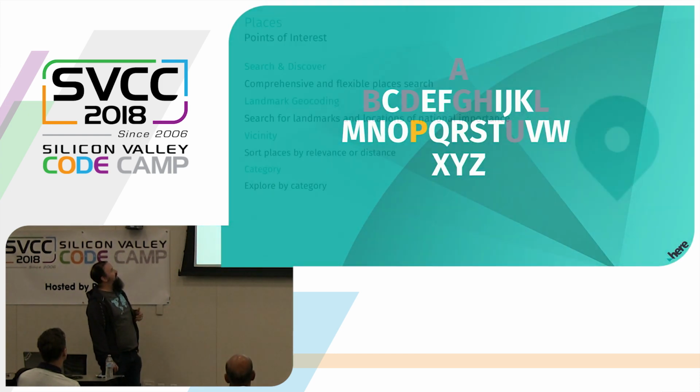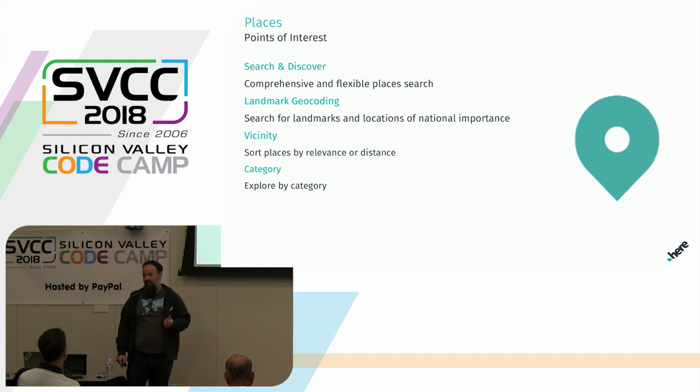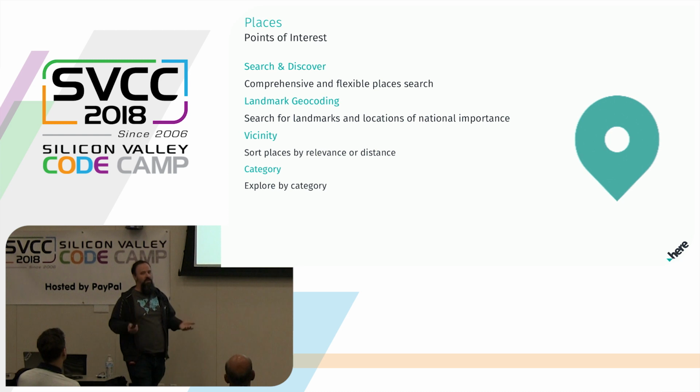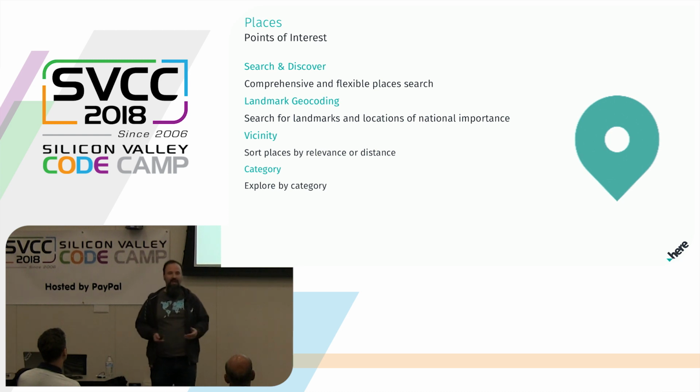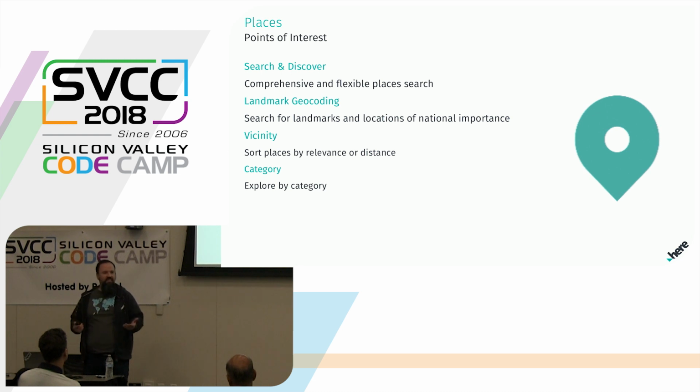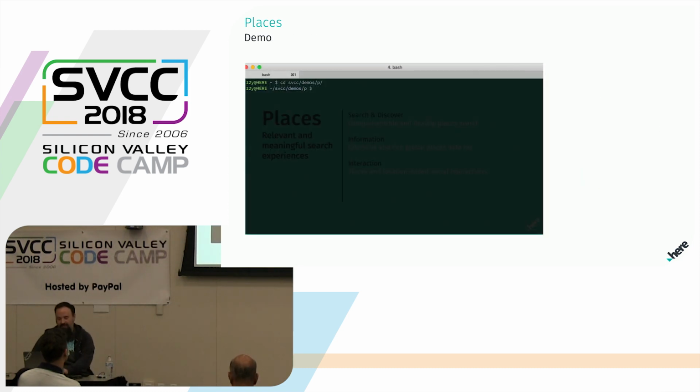Speaking of which, P, so places, points of interest. So as you're trying to search and discover, we do maintain a comprehensive and flexible places search system. So if you're looking for Empire State Building, you're looking for the Eiffel Tower, you're looking for a park, as well as individual street addresses, we do maintain a database of that and certain data, so landmarks, as well as things that happen to be in the vicinity of the place that you're interested in. We also have the option to search by categories. So what does that look like?